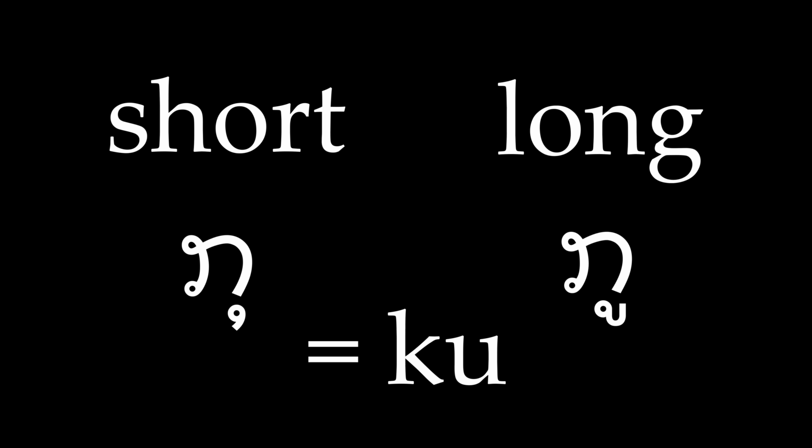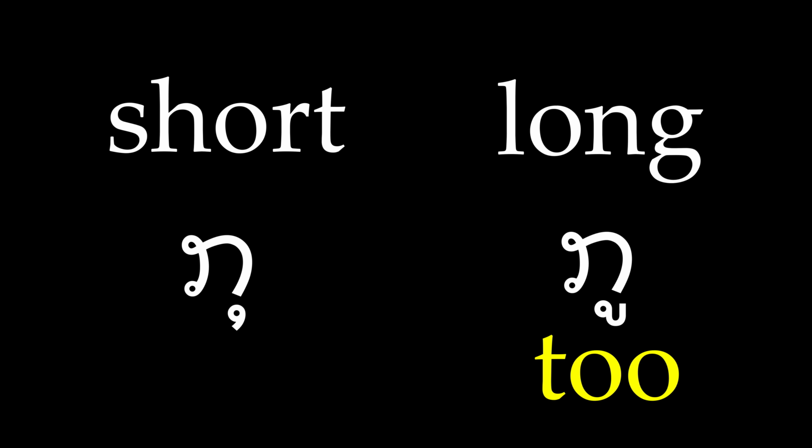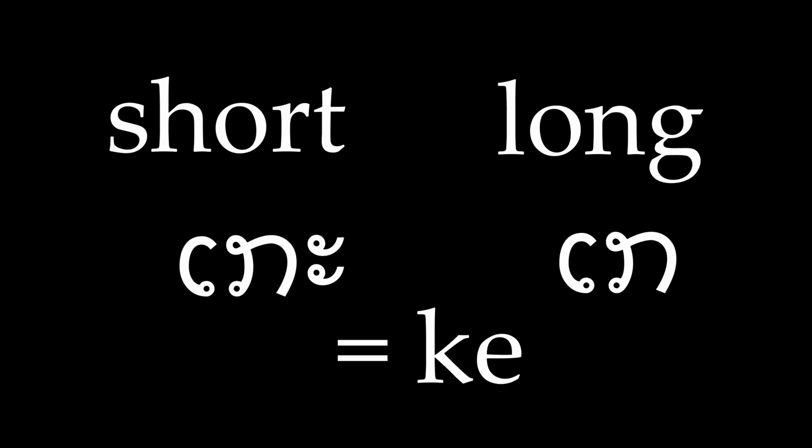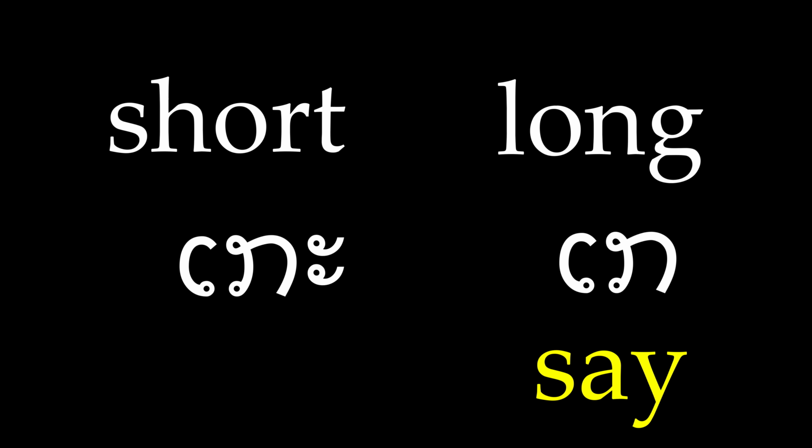U and U are usually represented with a U when transcribed. The short U sounds similar to the U in astute. The long U sounds like the OO in two. A and A are usually represented with an E when transcribed. The short A sounds similar to the A in date. The long A sounds like the AY in say.